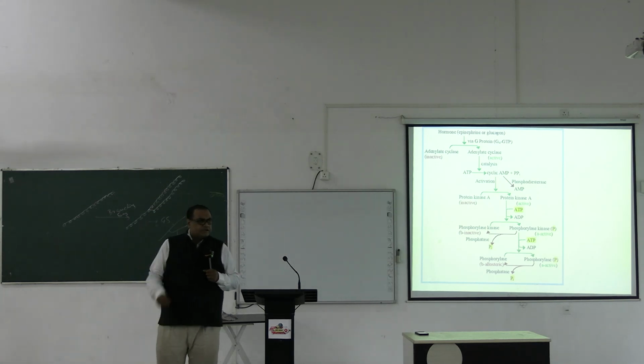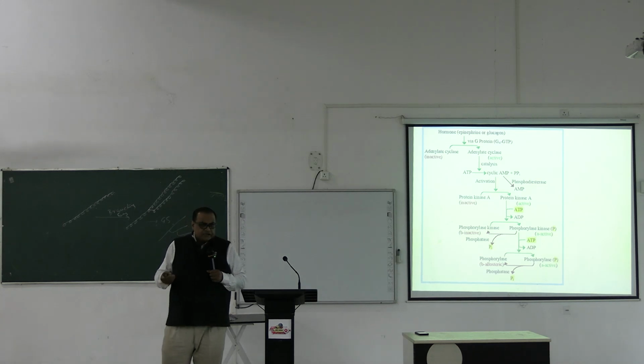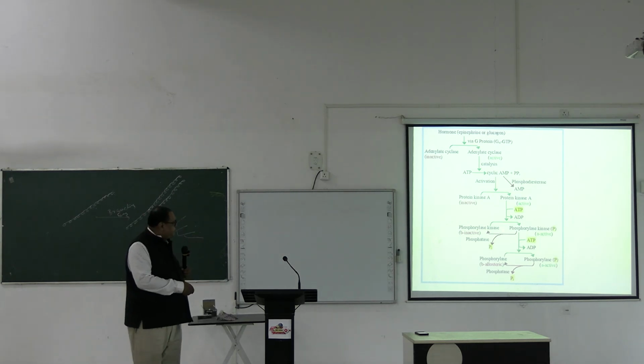At every moment, some amount of cyclic AMP is being produced and some amount of cyclic AMP is being broken down by phosphodiesterase. So if the rate of production is higher than the rate of destruction of cyclic AMP, then slowly the concentration of cyclic AMP will start increasing in the cell. All intermediates will function the same way.